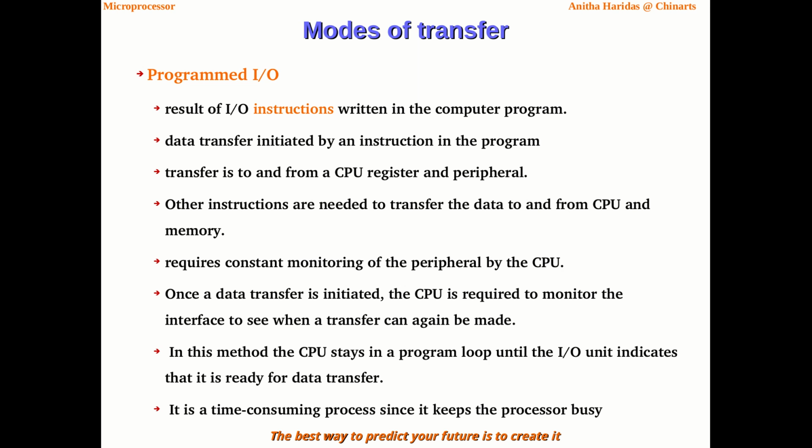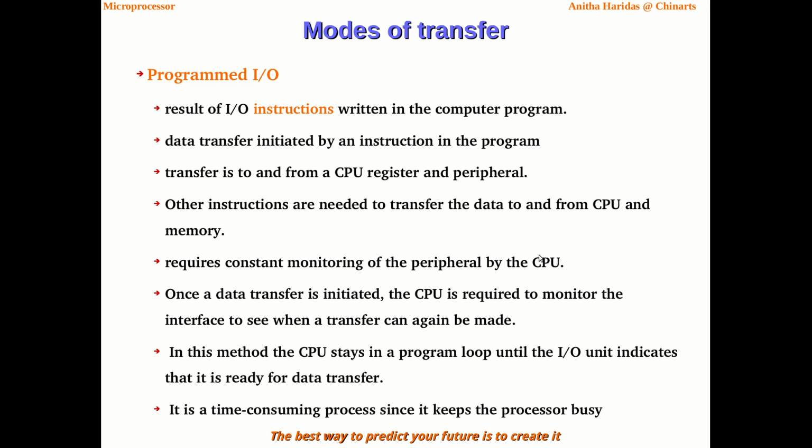When this data transfer is initiated, the data will be transferred from the CPU to the peripheral devices. In the CPU you will have registers like A register, B register, or registers like AX, BX. In those registers you will be having the data, and these data can be moved to the peripheral devices. Now when you want to transfer the data, you need some kind of instructions to transfer the data from the CPU and the memory also.